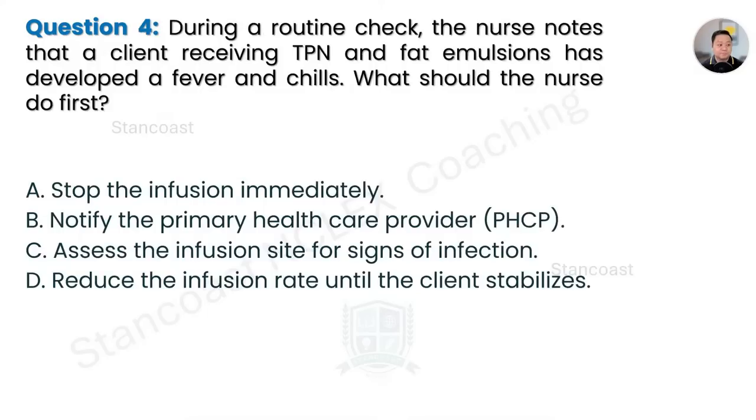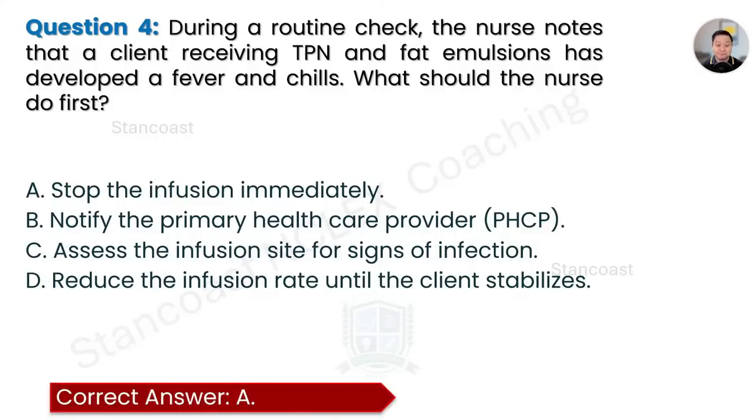Number 4, during a routine check, the nurse notes that a client receiving TPN and fat emulsions has developed a fever and chills. What should the nurse do first? A, stop the infusion immediately. B, notify the primary healthcare provider. C, assess the infusion site for signs of infection. And D, reduce the infusion rate until the client stabilizes. The answer is letter A.